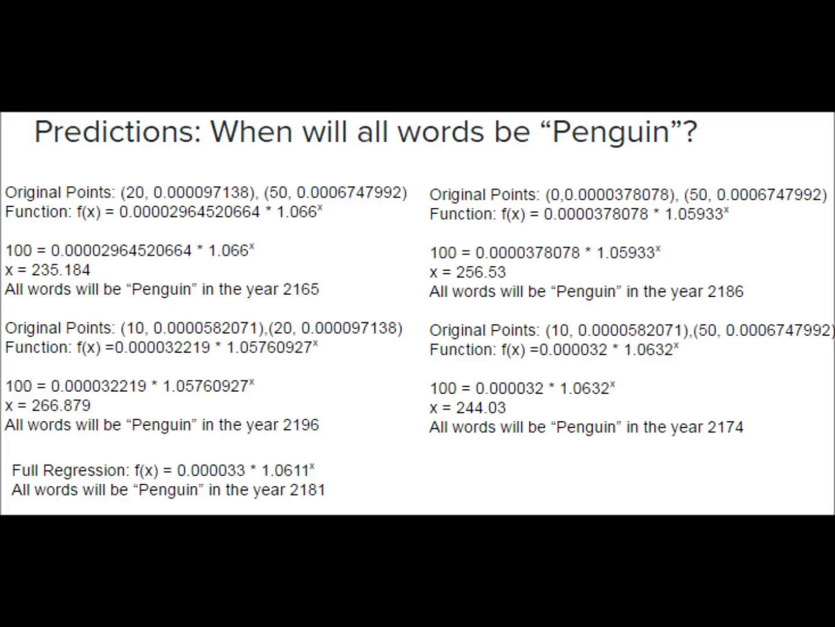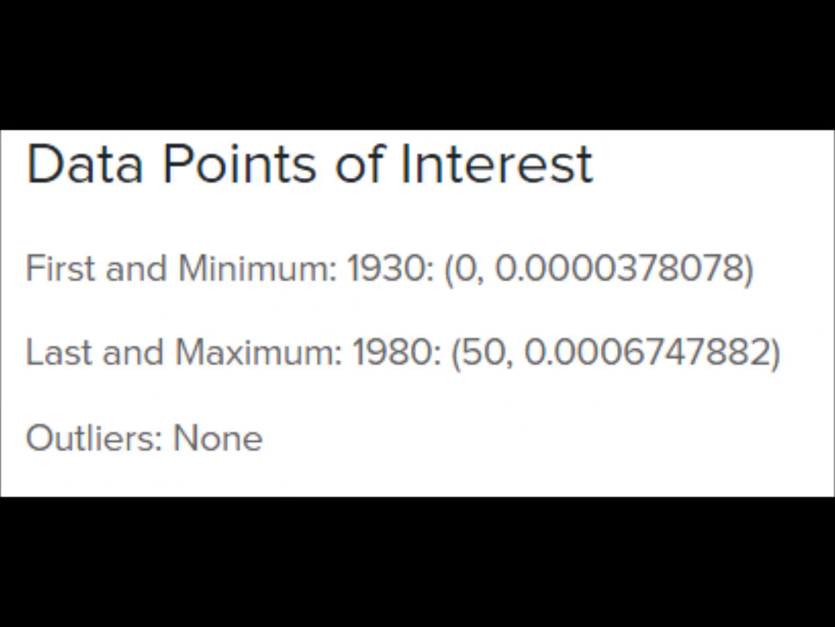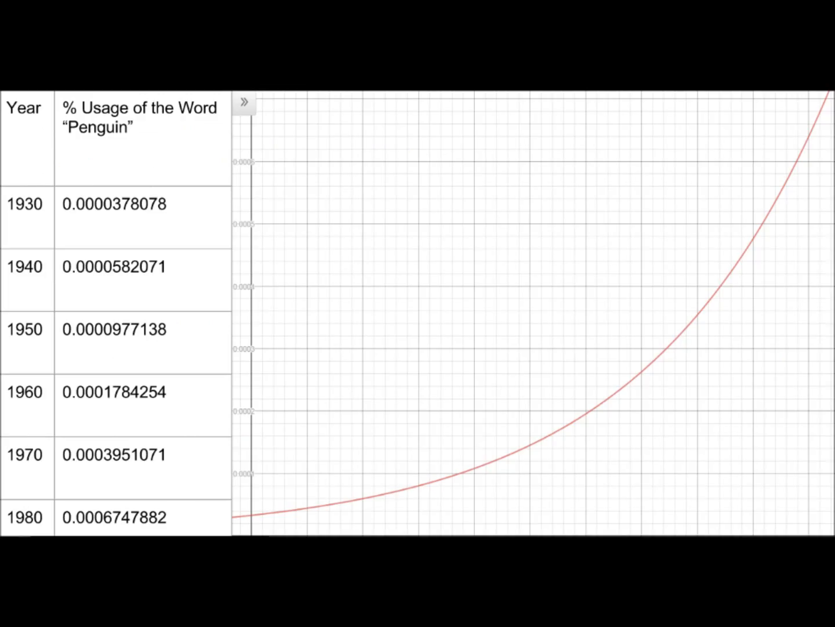Our data points of interest include our first and minimum point in 1930, which is 0, 3.78 times 10 to the negative fifth, and our last and maximum point in 1980, which is 50, 6.74 times 10 to the negative fourth. We had no notable outliers in our data. This data is exponential because the add multiple property is observable in it.